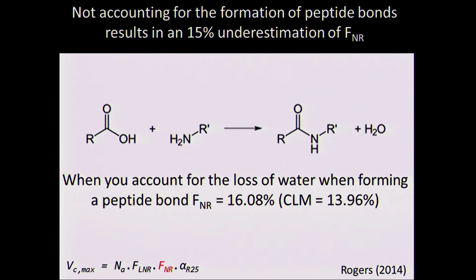And I looked at this and I was like, but they haven't joined these amino acids together to form a protein, so they'd omitted the fact that the amino acids are joined together with a peptide bond, which results in the release of a water molecule. And if you do that, you end up with a number of 16%, so I was able to relax a little bit about my previous papers.